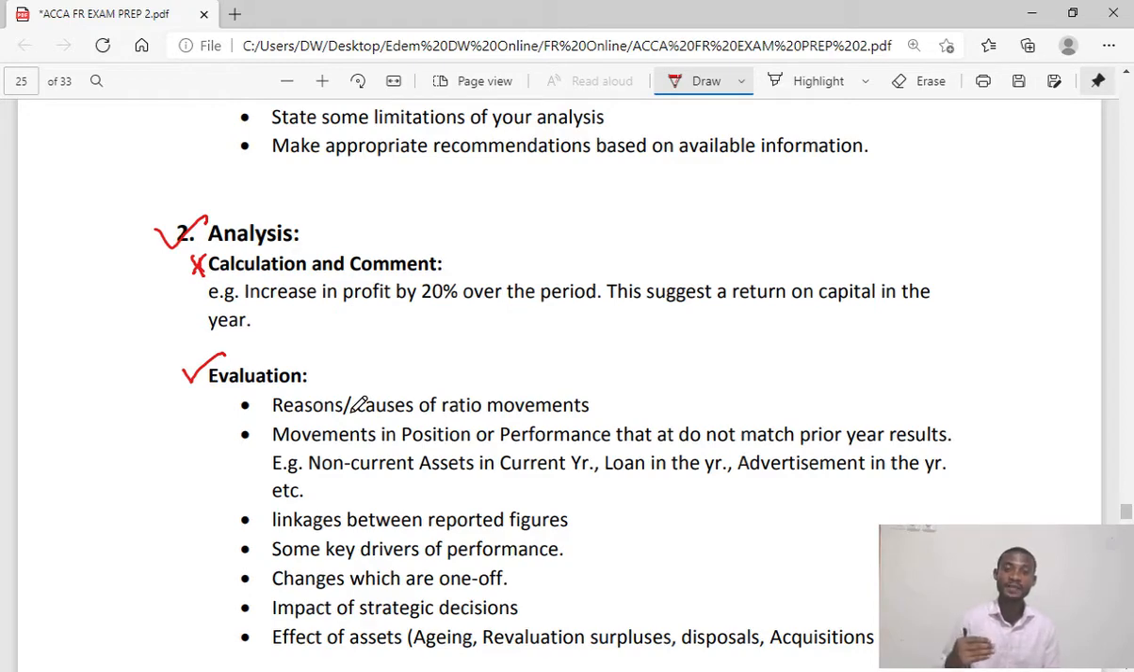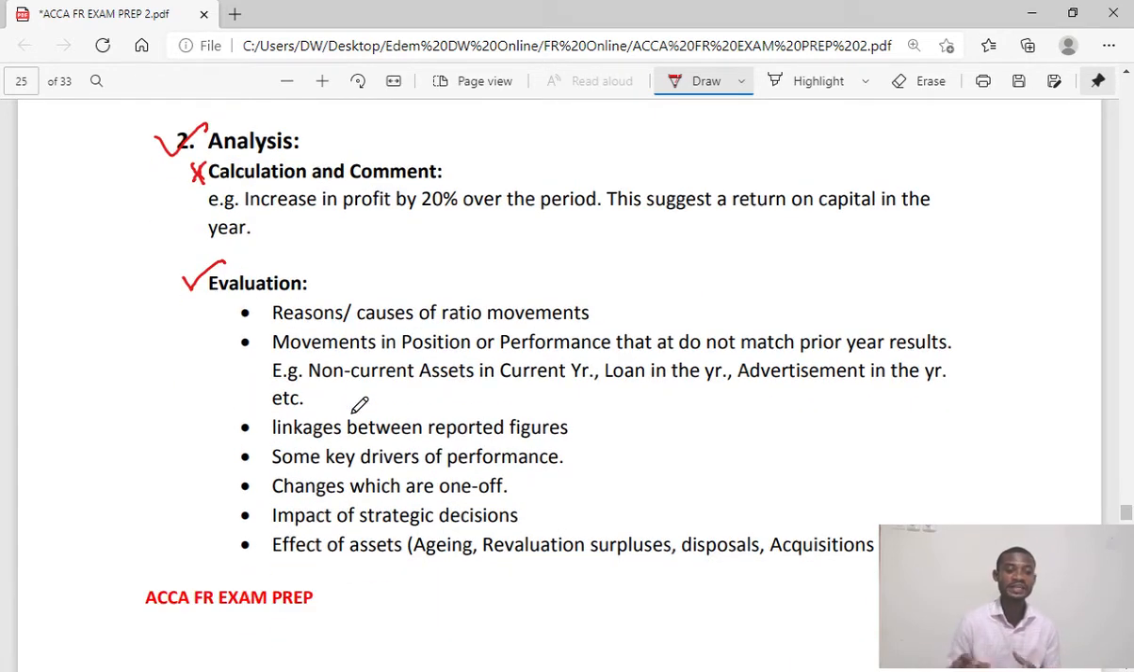Or there has been a significant increase in operating expenses because they have made an advertisement in a year, which increased cost. So there will be a series of information that will be given in the scenario. It is up to you to use this information to do the evaluation in terms of the particular ratio you are evaluating. Or you look at the linkages.